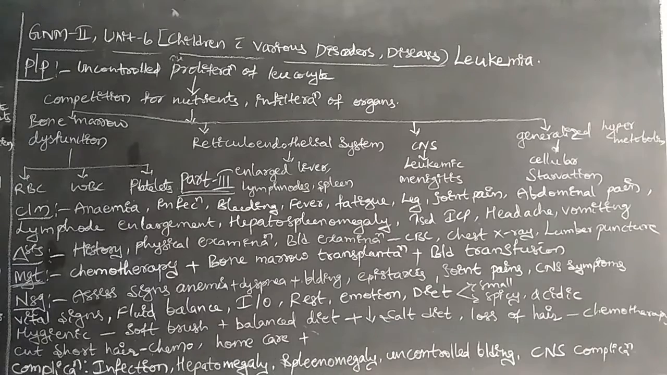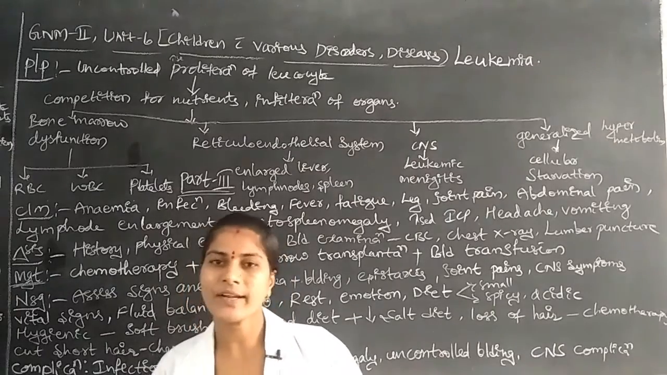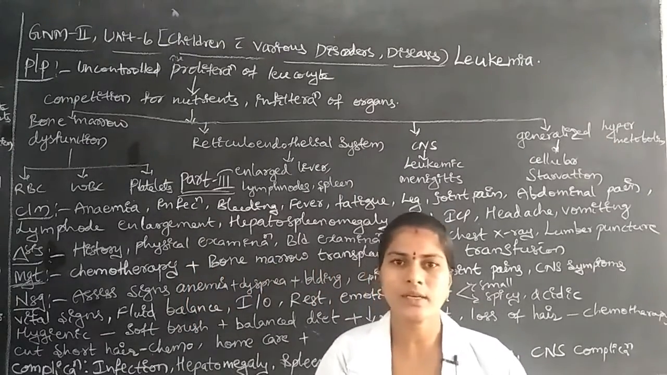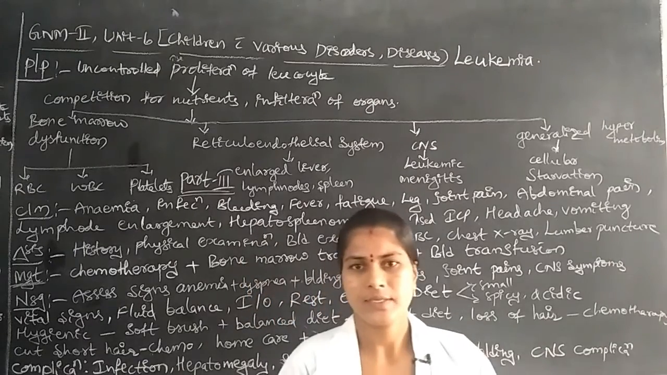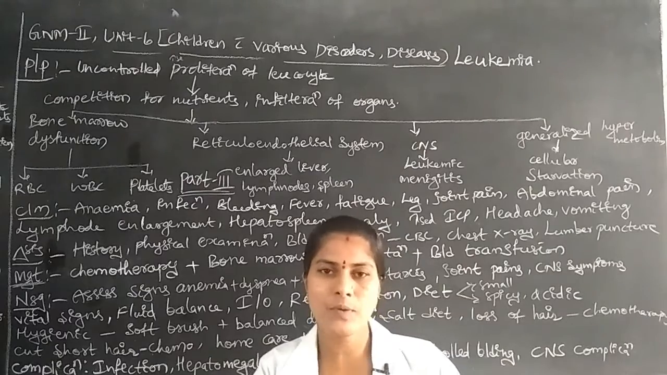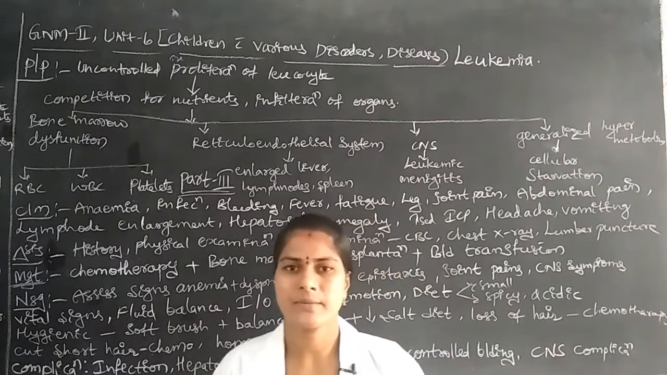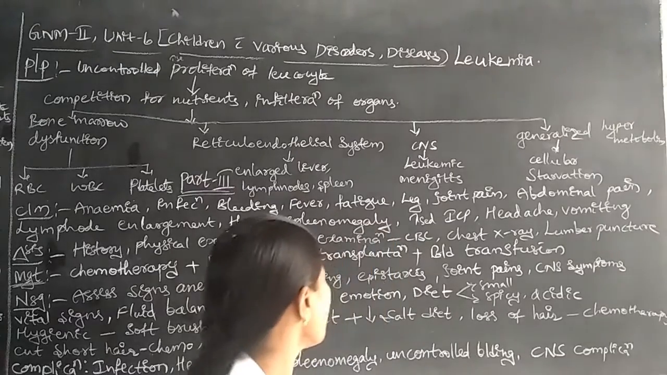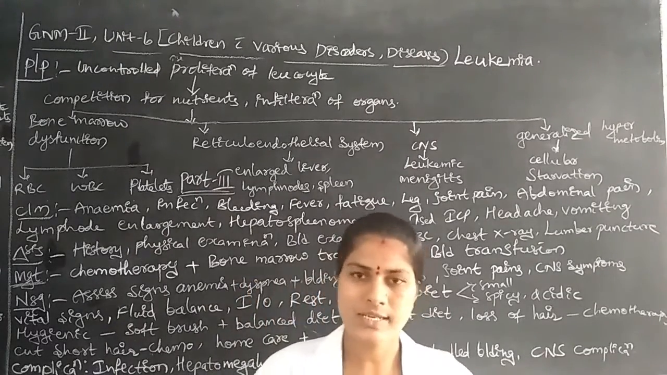Next is the balanced diet we have to provide the children. Why? Because we are providing a healthy diet, then only the blood forming cells will increase. For the healthiness of the bone marrow, we have to provide a balanced diet to the children. Next, we have to provide complete bed rest to the children.